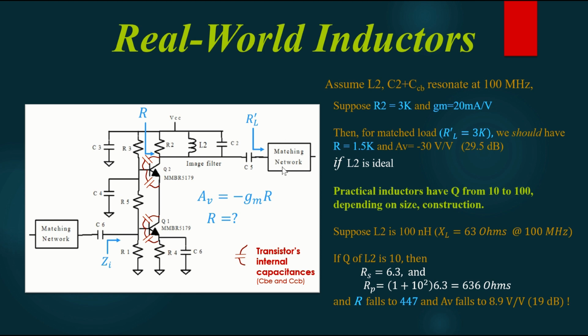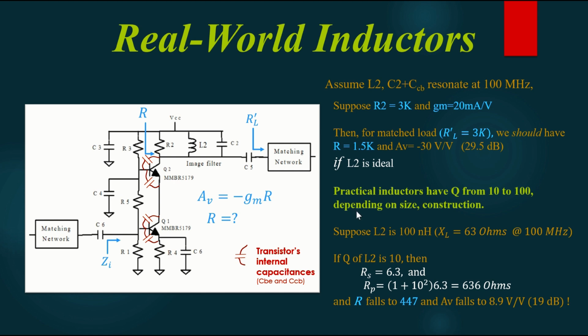Then, if we have designed this matching network to convert whatever the load is, say 50 ohm load, up to 3 k ohms to match R2, because we think that's the output impedance, then RL prime here would be 3k as well. And the resistance seen by Q2 is that 3k in parallel with R2, which gives us 1.5k. And then a voltage gain of minus 30 volts per volt, or just 30 volts per volt in magnitude, which translates to about 30 dB. But that is all if L2 is ideal, and we know it's not.